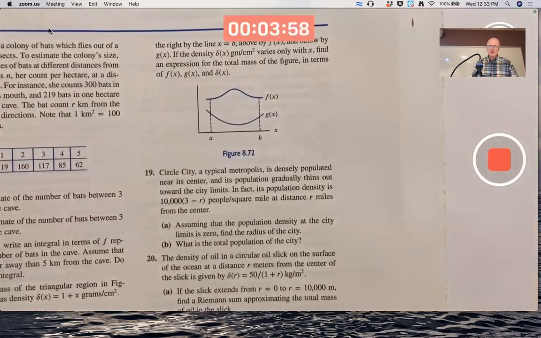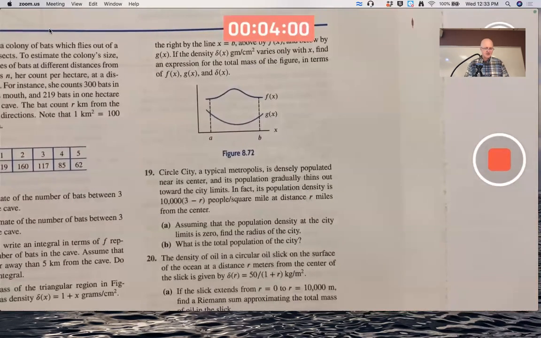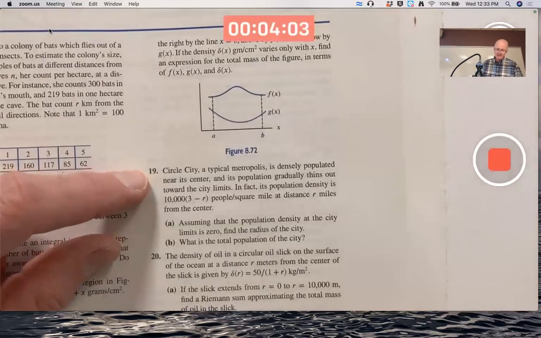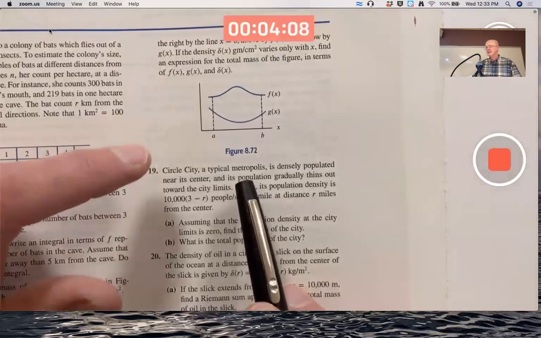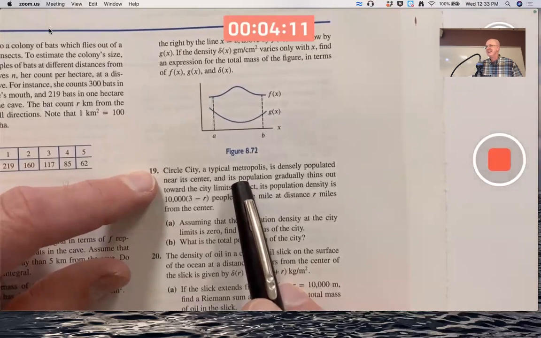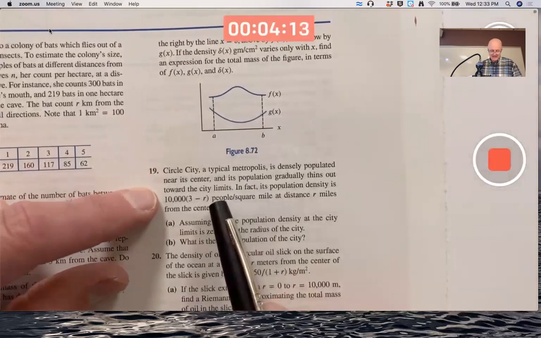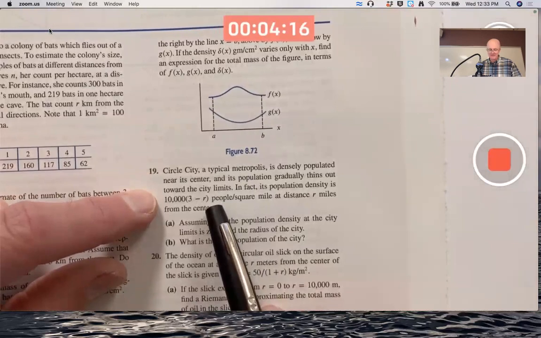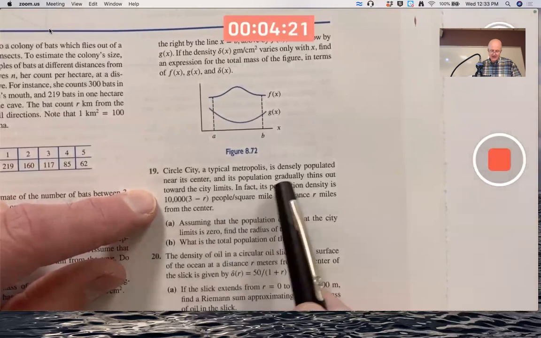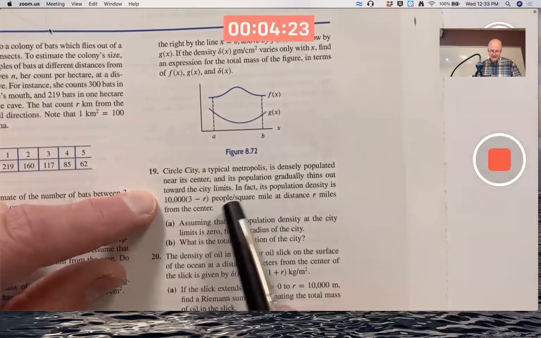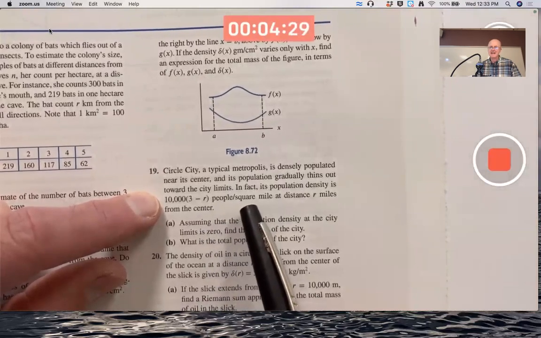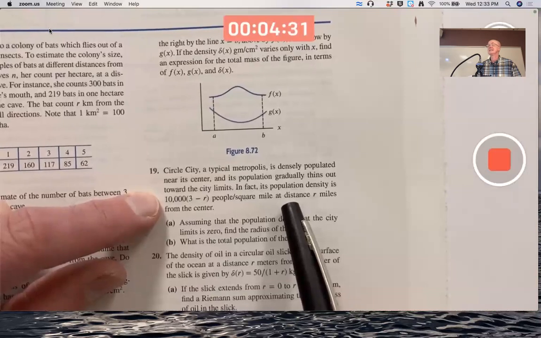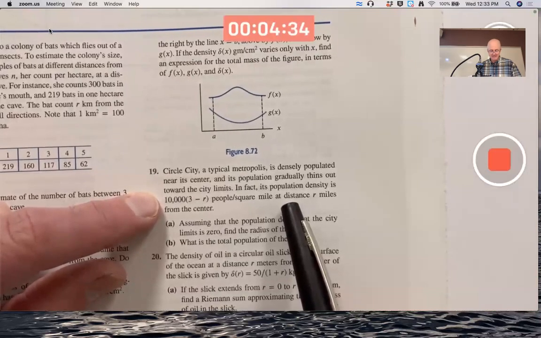So let's start with this problem that you see here. Number 19 in section 8.4, Circle City, a typical metropolis. And by the way, that's a joke, right? Cities are not typically shaped like circles. And even if they are, they're not typically having a constant density at a constant radius from the center, which is what this is implying. It's densely populated near the center and it gradually thins out near the city limits. In fact, the population density is 10,000 times (3 minus r) people per square mile at a distance r miles from the center. This is a strange city, not a typical city.